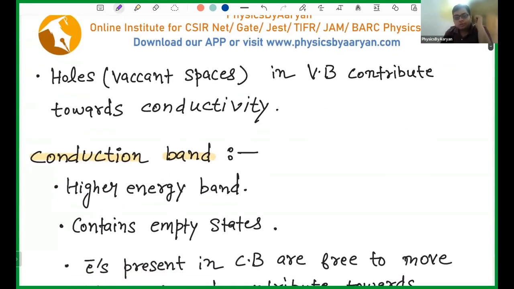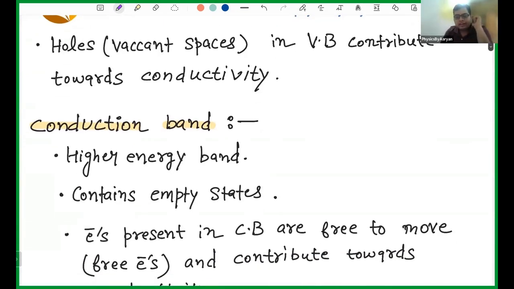However, there is another band known as conduction band, which is above. It is a higher energy band and it contains the empty space. So it's a completely different room. You had one room filled with people and another room which is completely empty. Now, do you think the vacant spaces in this can give you conductivity? No, it's already completely empty, but there is no one in that room who can move. So holes in conduction band do not give you conductivity.